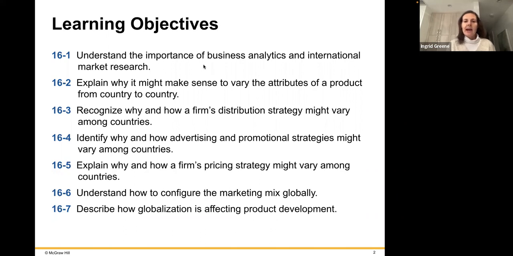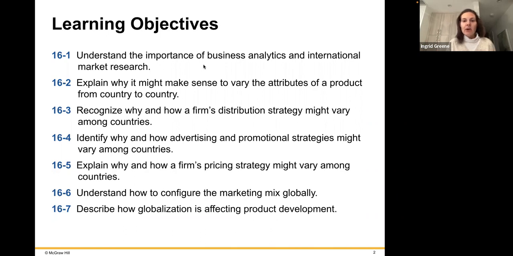Explain why and how a firm's pricing strategy might vary among countries, right? Sometimes things are more expensive in different countries. That's why I shipped my car when I moved to Switzerland a couple of years ago, because cars are just so much more expensive in Europe. And that's okay. If the companies can do that, that works for them. But when I had the opportunity to ship my car, it made a little bit more sense.